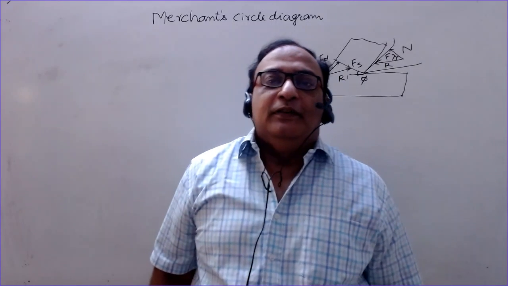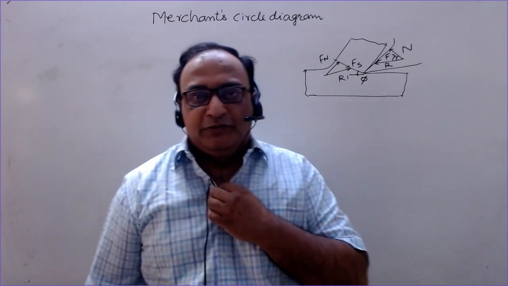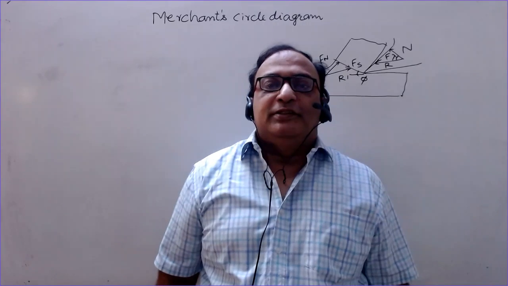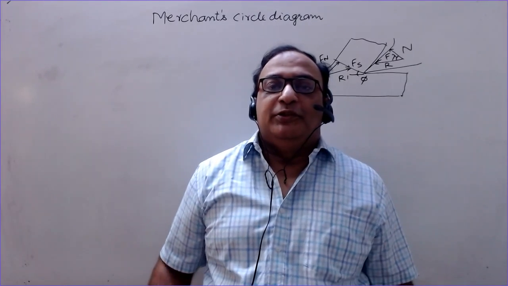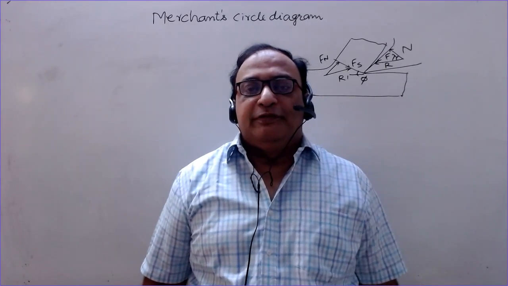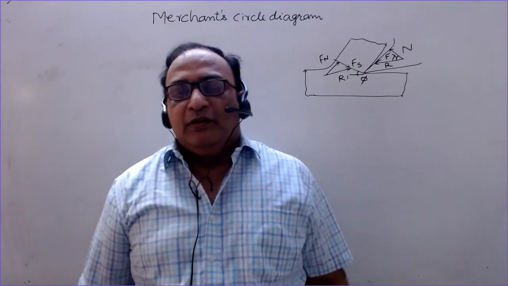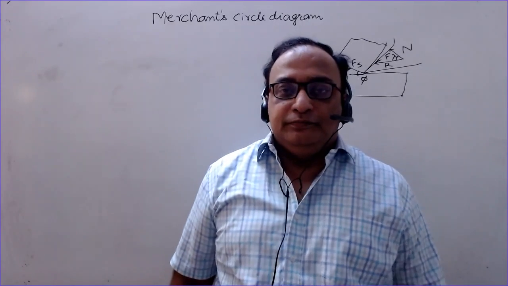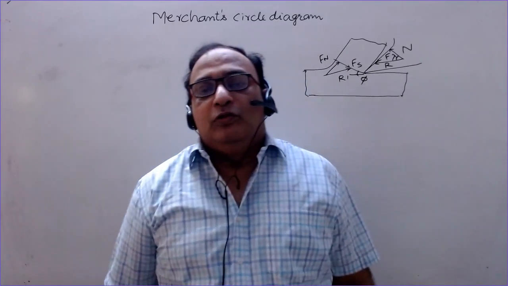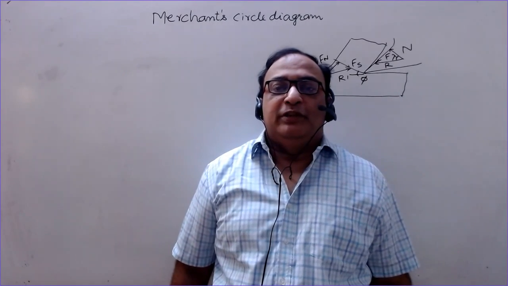Hello friends, after discussing the shear strain and the relationship among the three types of velocities during cutting, we are here once again to discuss the Merchant's force analysis. Merchant used a circle to show the relationship among the different forces: cutting force, thrust force, normal force, shear force, friction force, and the resultant force. So we are going to discuss that, and we will find the relationship among the different types of forces.